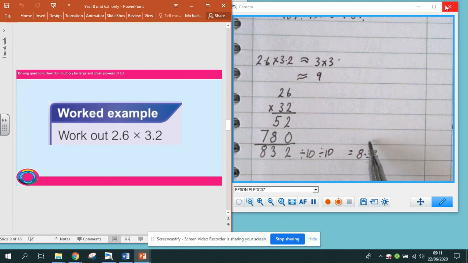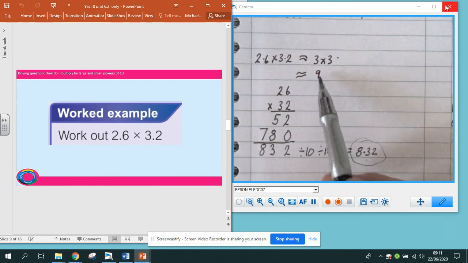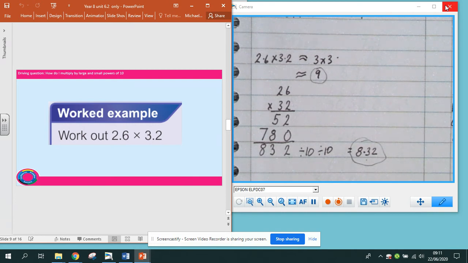Now, if I look at 8.32 and my original estimate of 9, I can say they're close. They're not the same, but it's not like my answer is 0.8, and it's not like my answer is 90. So it's in a very, very similar area. It's the same order of magnitude as we call it in maths. The biggest number is in the ones column in both cases. So my estimate and this answer tie together. So my answer is pretty good.